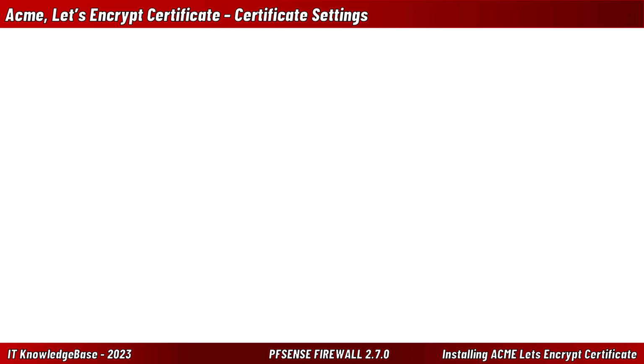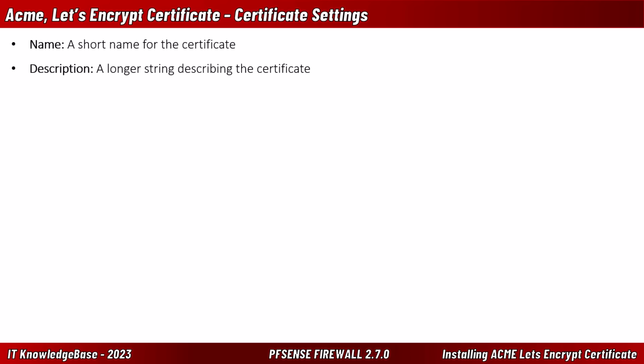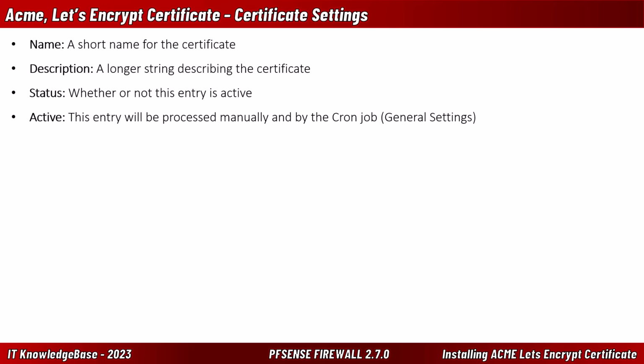Certificate settings. After the account key settings, we have to precisely fill in all the certificate settings entries, which are compulsory for issuing the certificates. Name, a short name for the certificate; description, a longer string describing the certificate; status, whether or not this entry is active. Active: this entry will be processed manually and by the cron job. Disabled: this entry will be ignored.